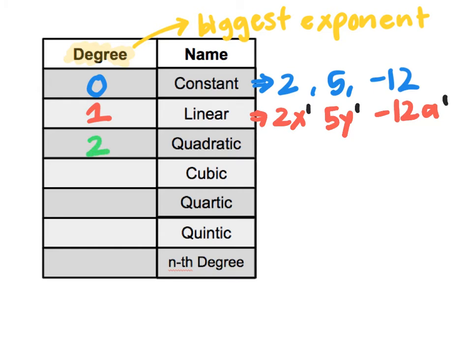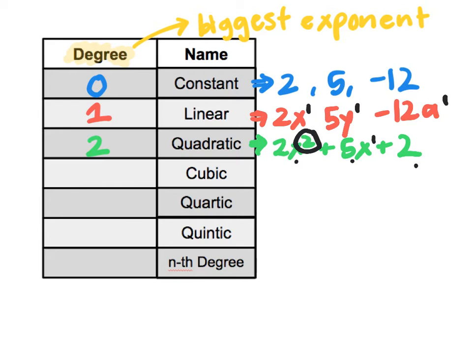The next one's going to be quadratic. For quadratic, the degree is going to be 2. So this could be like 2x squared plus 5x plus 2. Notice when I listed that one out, I had 3 terms, but my biggest exponent was 2. So it doesn't matter what the other ones are. As long as your biggest one is 2, it's going to be quadratic.